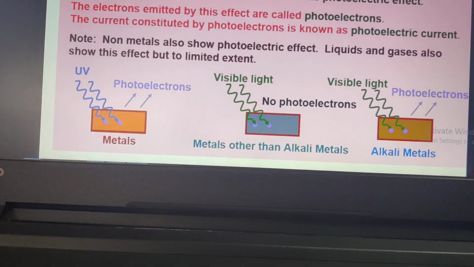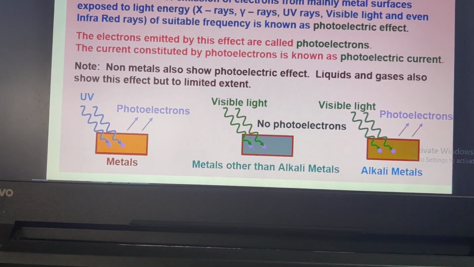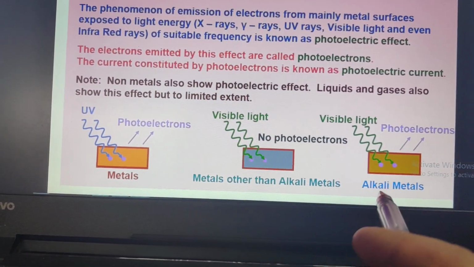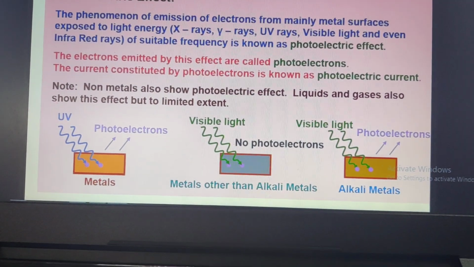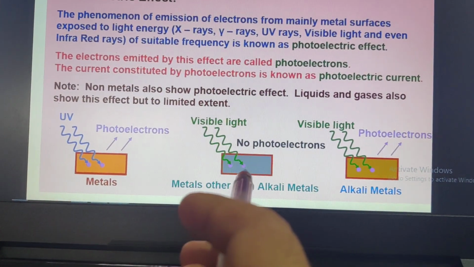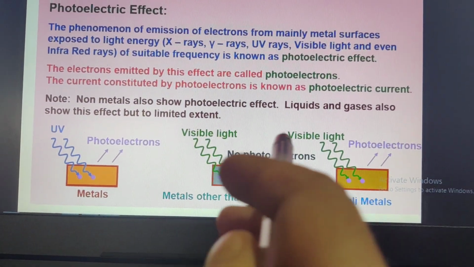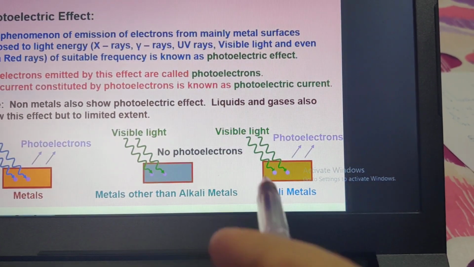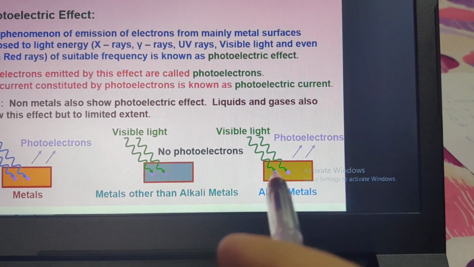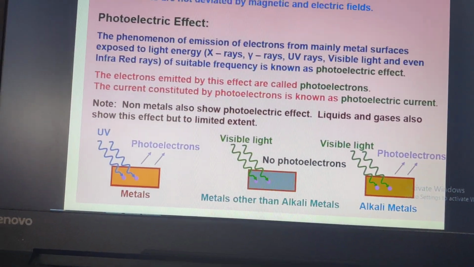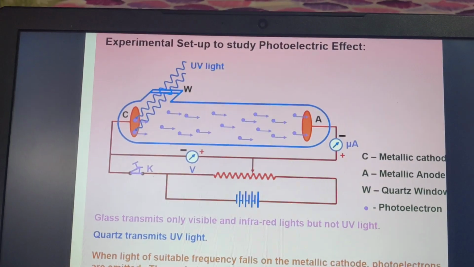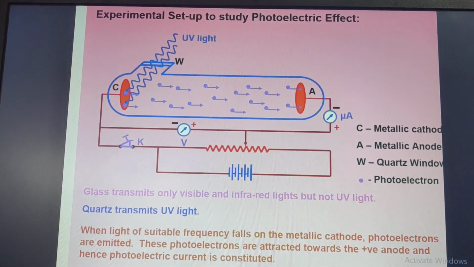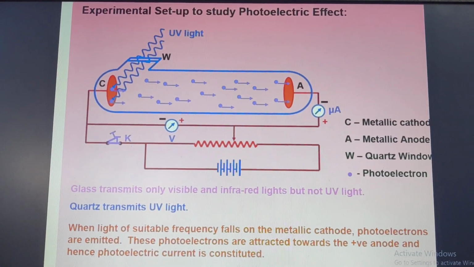This is a particular example: for metals other than alkali metals, visible light irradiation emits no photoelectrons, whereas for alkali metals, if visible light is irradiated, the photoelectrons are emitted as usual. This is the behavior, and here is the schematic diagram of the experimental setup to study the photoelectric current.